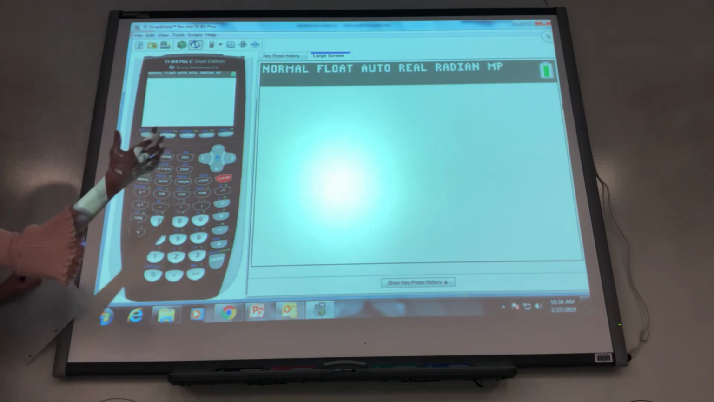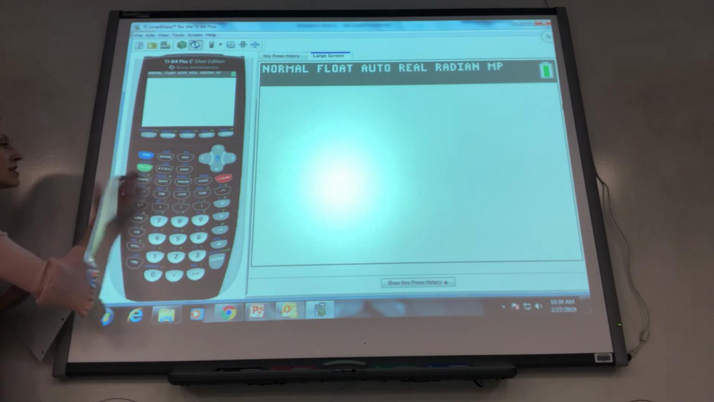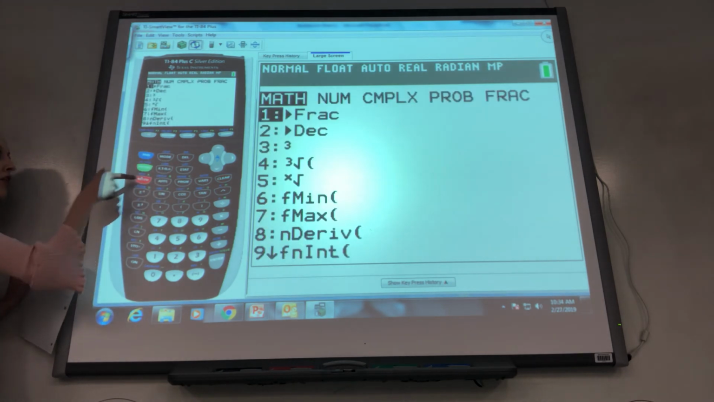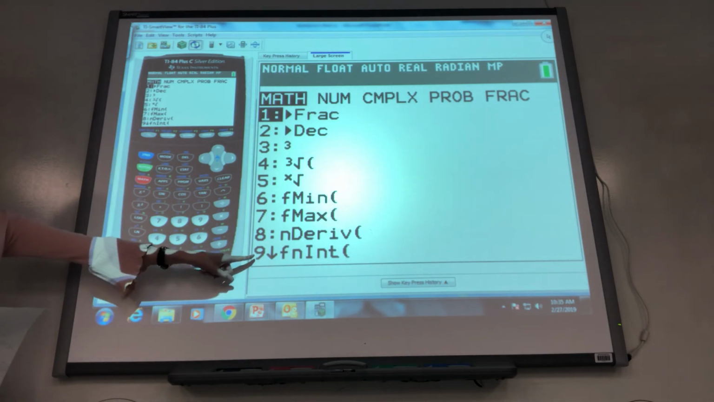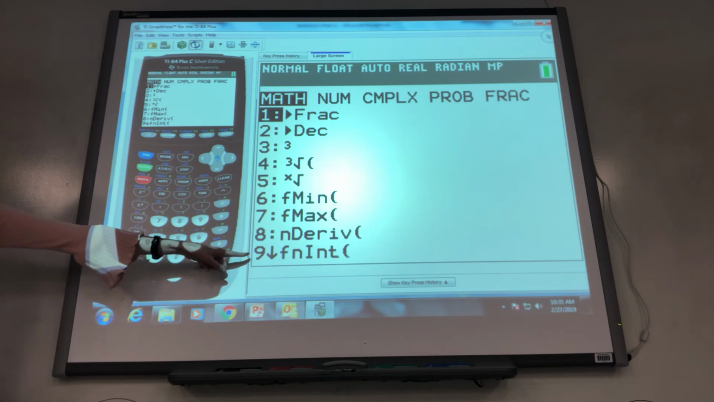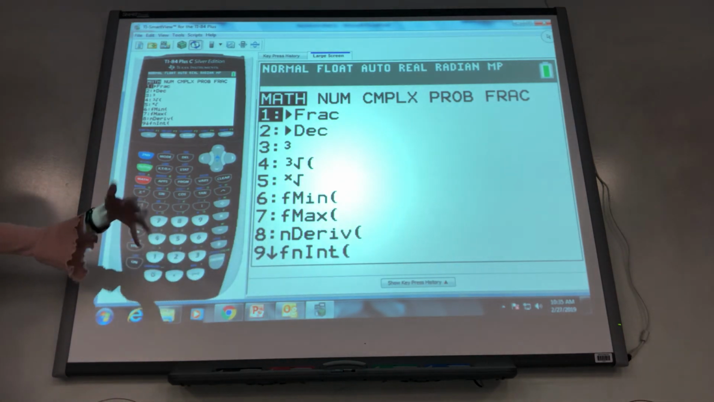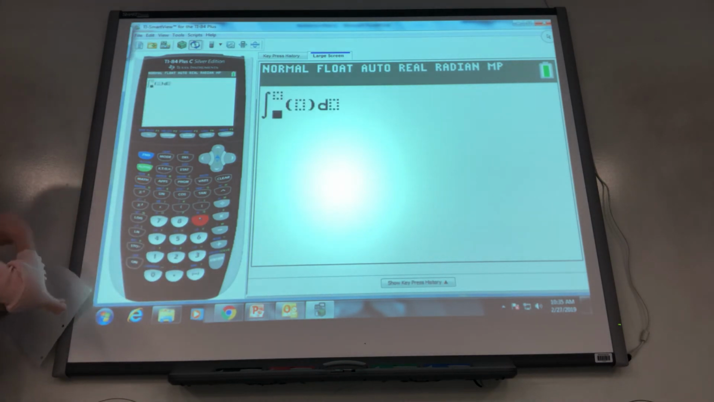So if you've got yours in front of you, and mine's an 84, so if you have an 83 especially, we're going to have to do yours a little bit different. But for most 84s, you're going to go to math, the third button down on the left there. And for me, it's option 9. It should have INT somewhere in it. That's the integration function. So I'm going to hit 9.